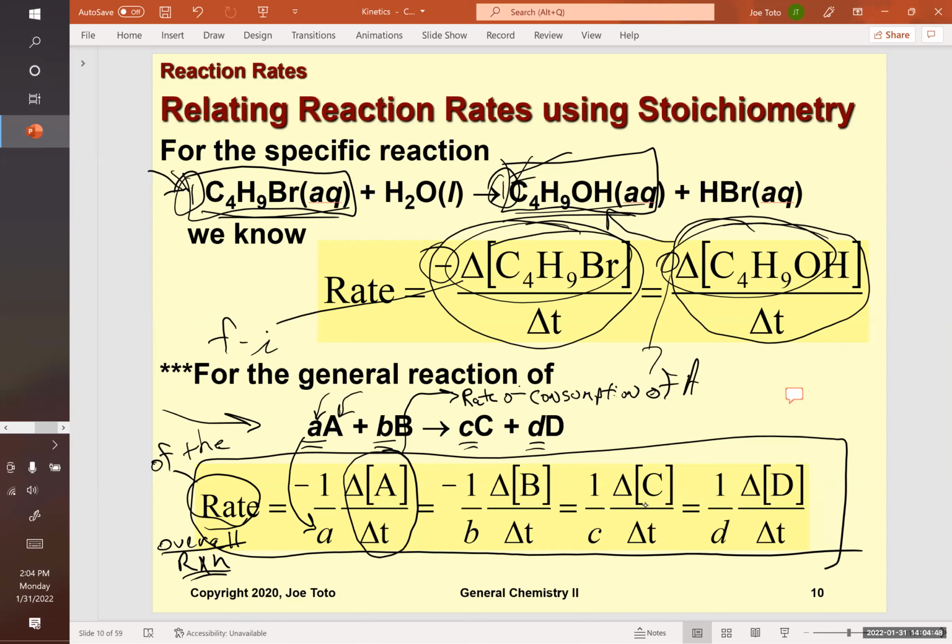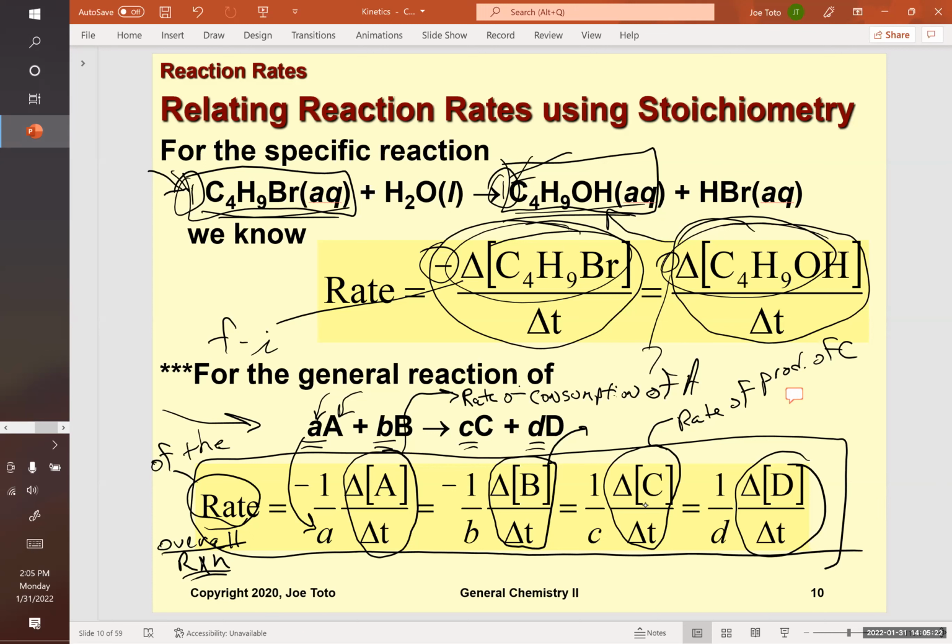Does anybody know what this ratio right here equals? Rate of production of B? Wait, no. Rate of consumption of B. Yes, you nailed it. How about this one? Rate of production of C. Yeah. So these are rates of production over here of C, and this would be the rate of production of D.